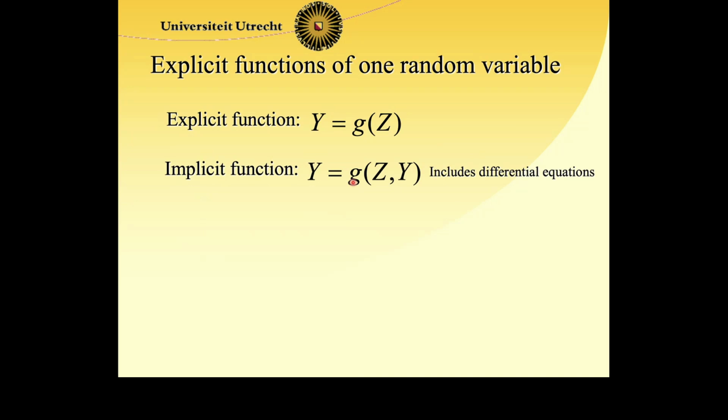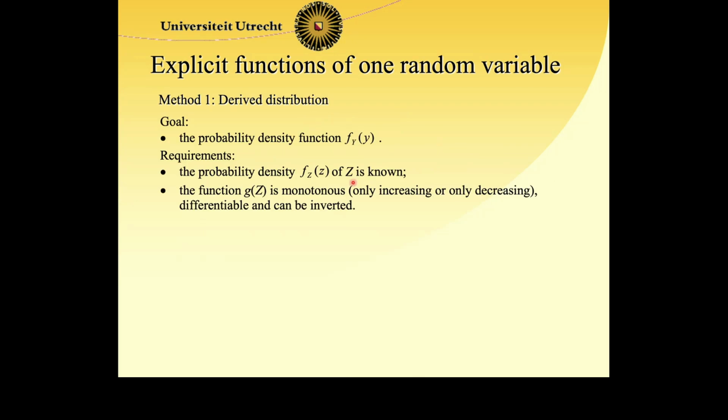Okay. Now we'll first start with a very basic insight from probability calculus. And that's called the derived distribution approach. This can be applied if we have an explicit function of one random variable. So y is some function of z.